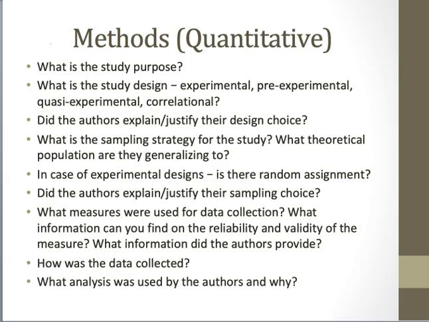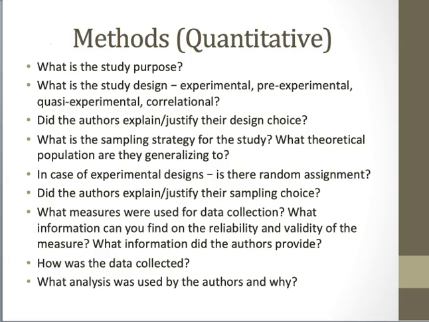In case of experimental design, just identify if there was random assignment or not. So any kind of experimental designs, really just identify that. Of course, if it's experimental, then there will be random assignment. If it's one of the others, so pre-experimental, quasi-experimental, there may or may not be random assignments, so just identify that. And then did the authors explain or justify their sampling choice?